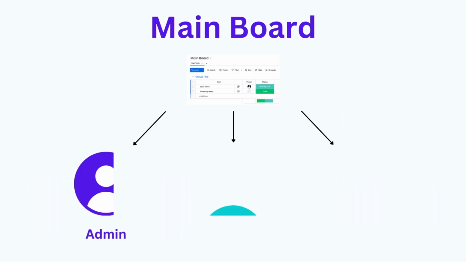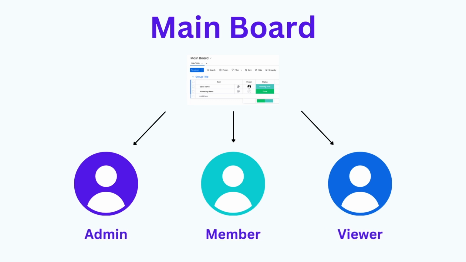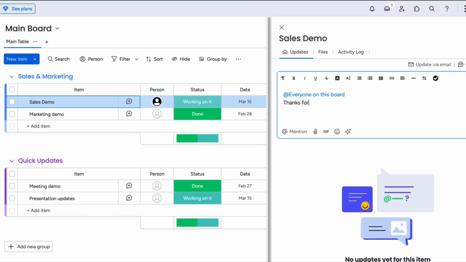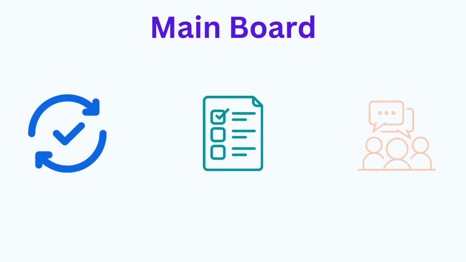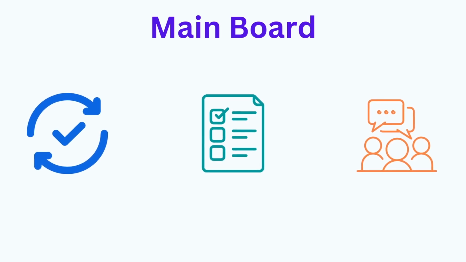Let's start with main boards. These are visible to everyone in your team, whether they're an admin, member, or viewer. Think of them as your team's open workspace, where all internal collaboration happens. Use main boards when your entire team needs access to project updates, tasks, and discussions in one place.